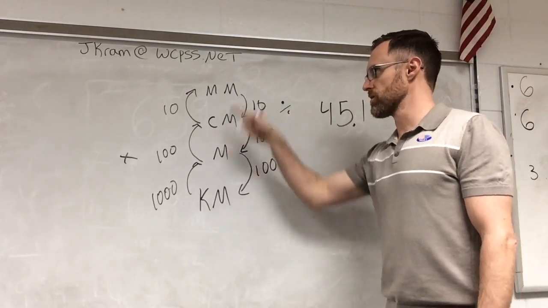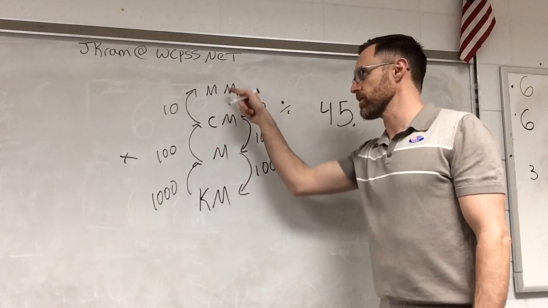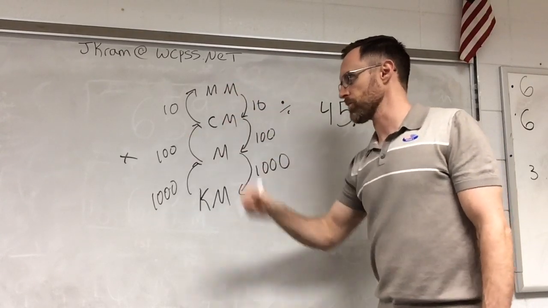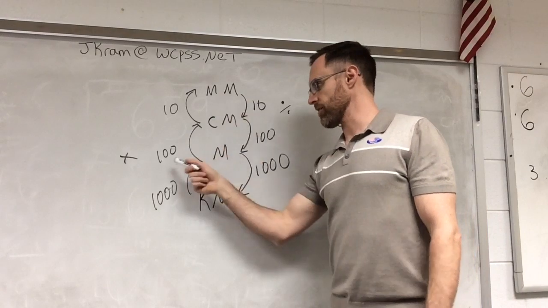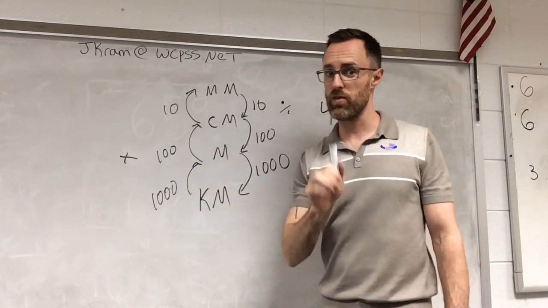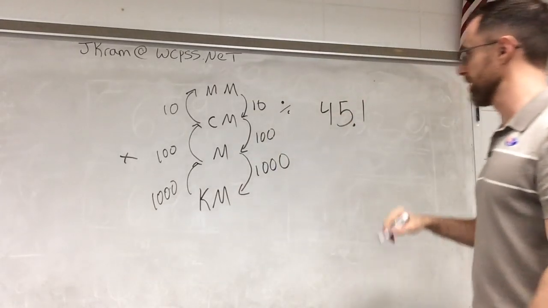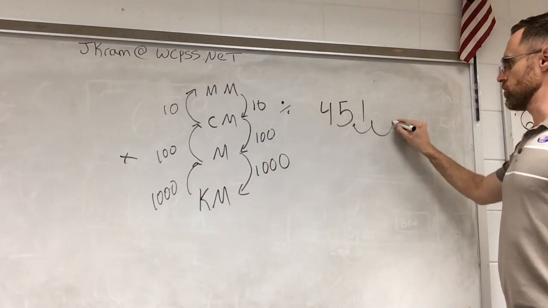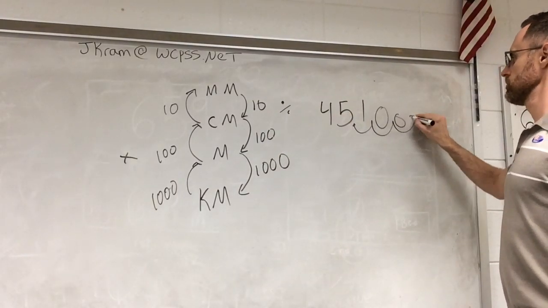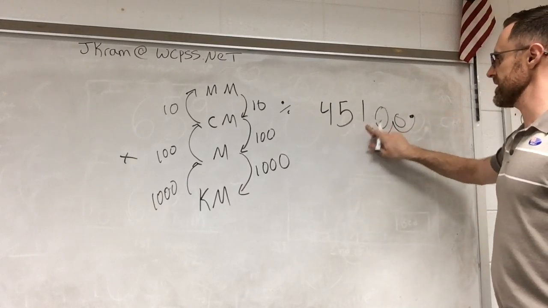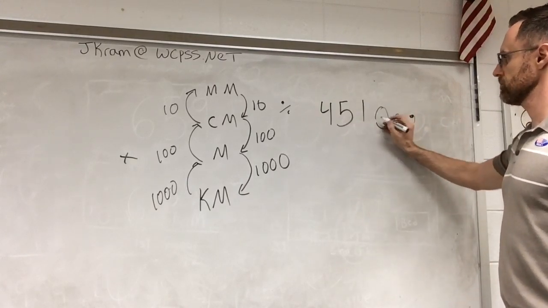So meters to millimeters, I'm going up, right? Up means multiply. Between here and here, I've got 100 and the 10. That's a total of 3 zeros, 3 hops. Multiplying, making it bigger. There we go. 1, 2, 3. Easy.